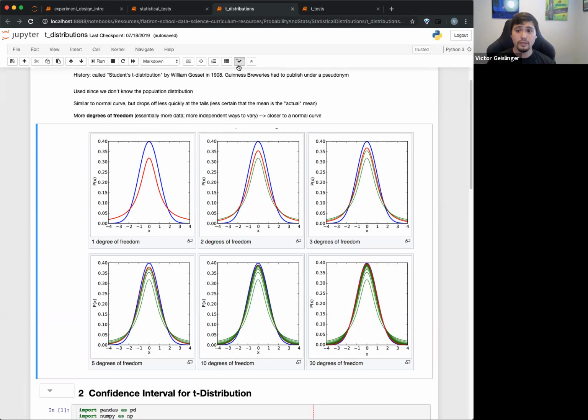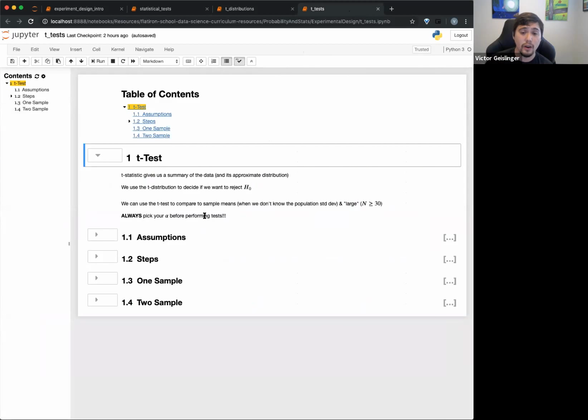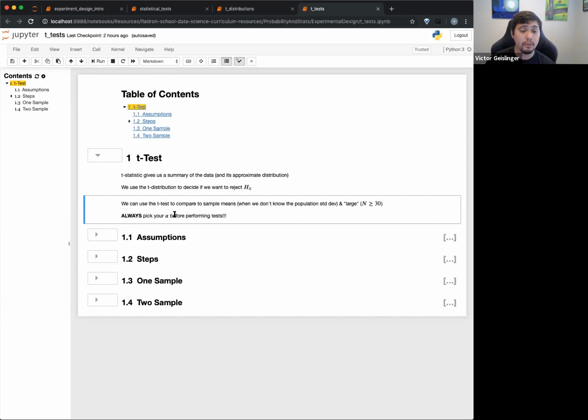Okay, so I just want to remind you guys what this t-test looks like. Our t-test, again, is similar to our z-test. Our t-statistic gives us a summary of this data, and we use the t-statistic and the t-distribution by proxy to reject the null hypothesis. Essentially, if it crosses this threshold, we can reject our null hypothesis. You always want to pick your alpha value before performing this test.